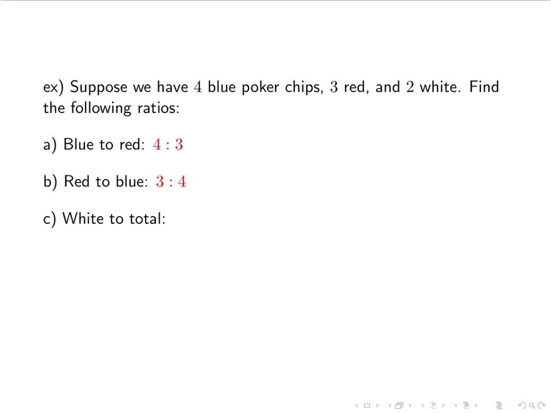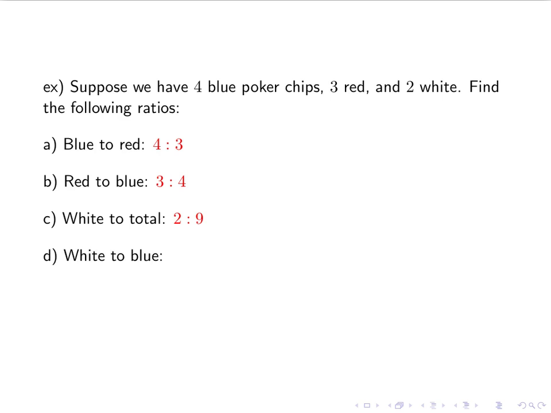What about white to total? We're going to be doing this a lot in the later lessons in this quarter. We're going to be looking at the ratios of something to the total. So in order to find the total, I need to add them all up together. I've got 4 blue plus 3 red plus 2 white. That's 9 poker chips in total. So the ratio of white to total is 2 to 9.